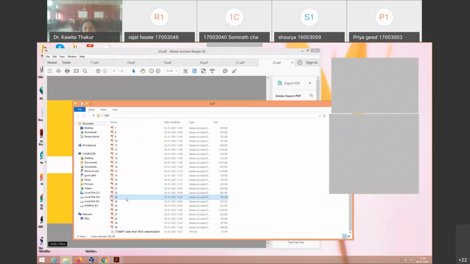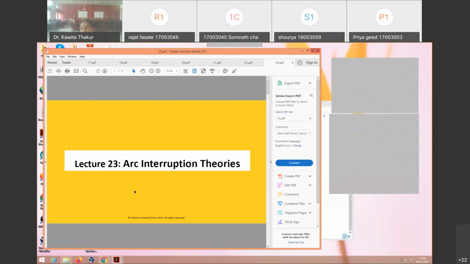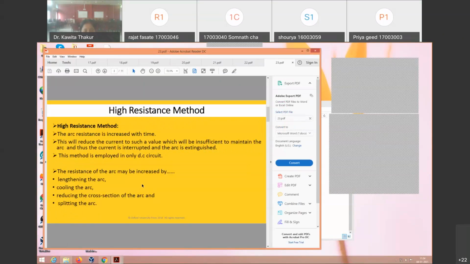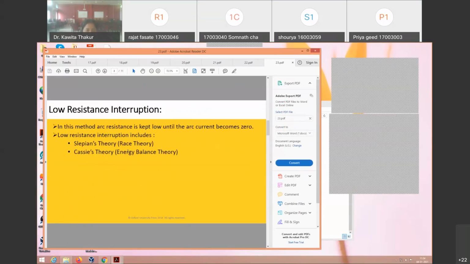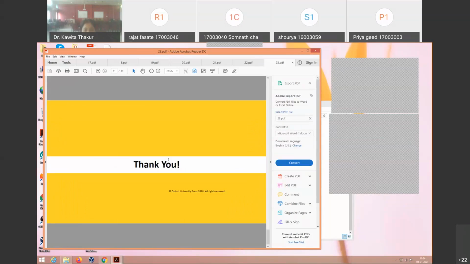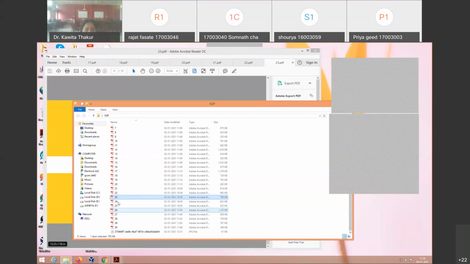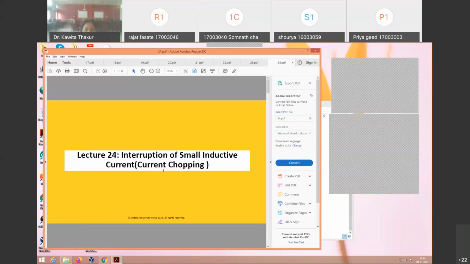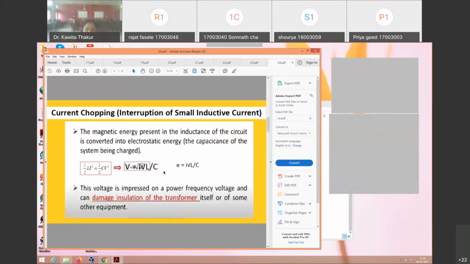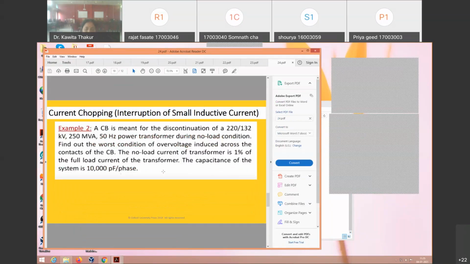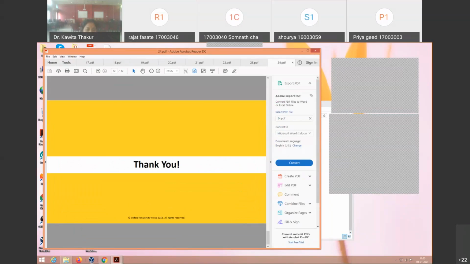Now in lecture 23, we have seen important arc interruption theories. Two theories we have seen: the high resistance method and the low resistance method. In low resistance interruption, we have Slepian's theory and Cassie's theory. This we have seen in arc interruption theories. Now in the 24th lecture, we have seen interruption of small inductive current, that is current chopping. We have solved one problem based on that.